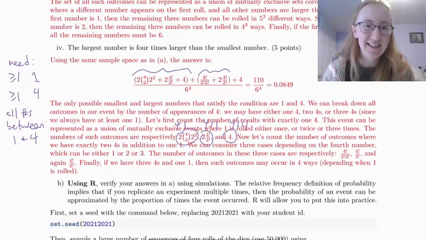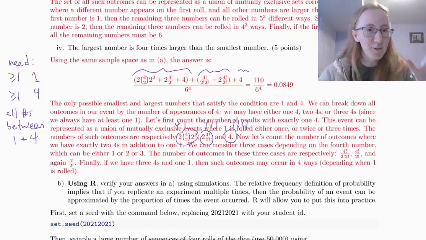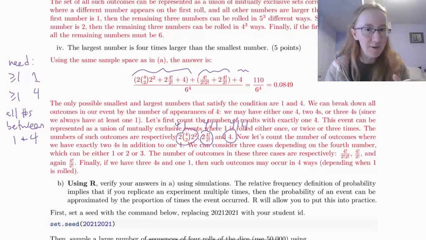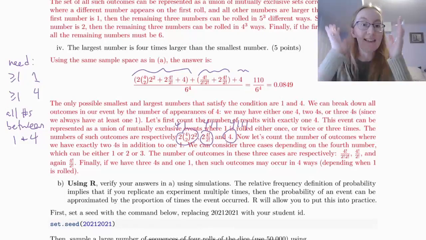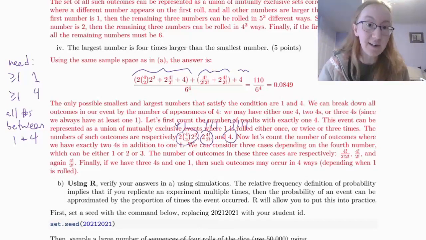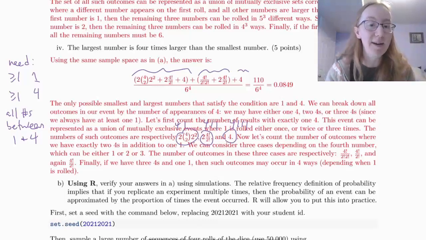So doing it this way is a little more time consuming, but you've got to be really careful never to double count things, never to overlap. And when you split it up by exactly this number of 4s and exactly this number of 1s, you know you're not going to run into the danger of double counting anything, because you've specified exactly how many of each number there are.